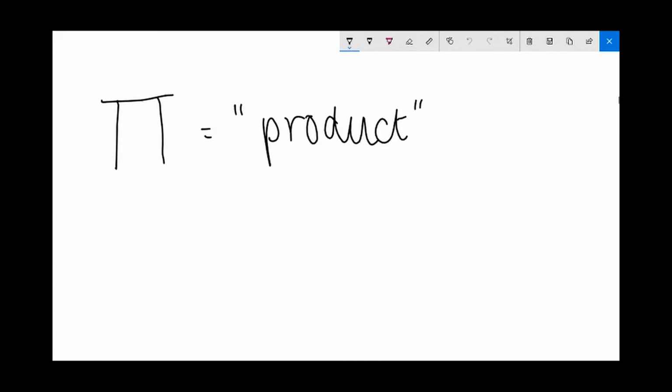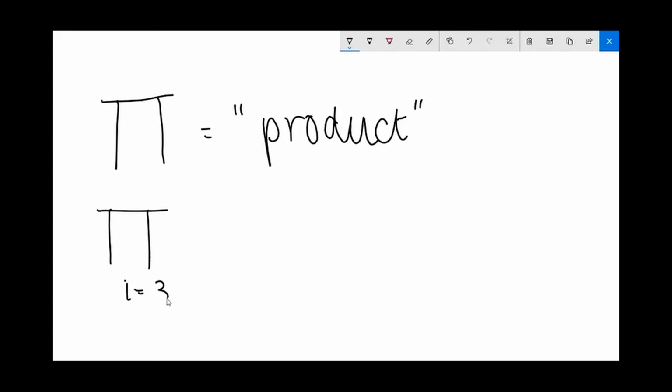So now moving on to pi notation. This symbol here is actually a capital pi, not the lowercase pi. The number pi that I'm sure you all know and love actually has nothing to do with the capital pi in this context. So using this capital pi is really similar to sigma, but you take the product instead of the sum.